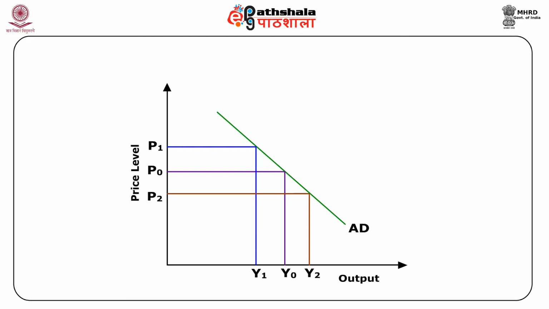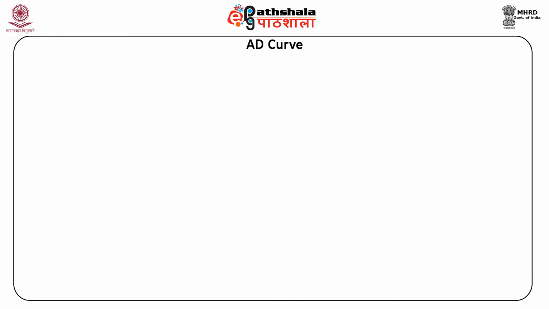Also, note that for each price level along the AD curve, there is an associated rate of interest at which the goods and money markets are in equilibrium. Now you should clearly see the reason why the AD curve is downward sloping.